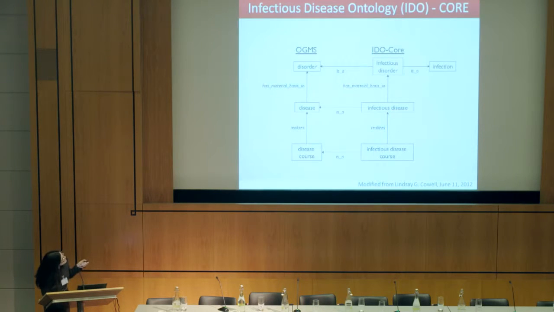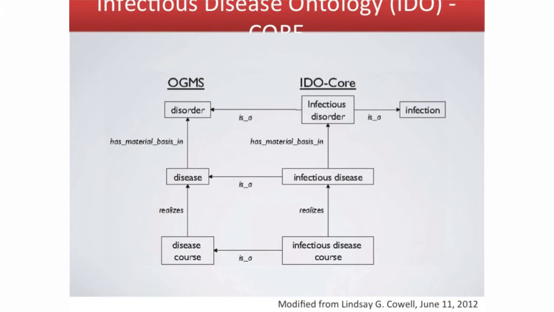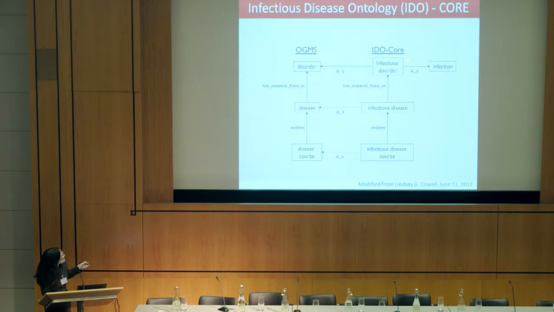This is a very brief example of how the IDO core works in terms of OGMS. So a disorder in OGMS is, of course, an infectious disorder in IDO core. And the arrows report the relations between the terms.